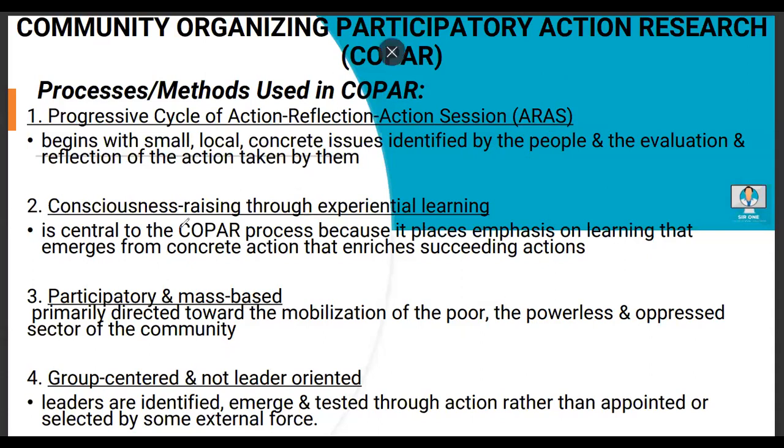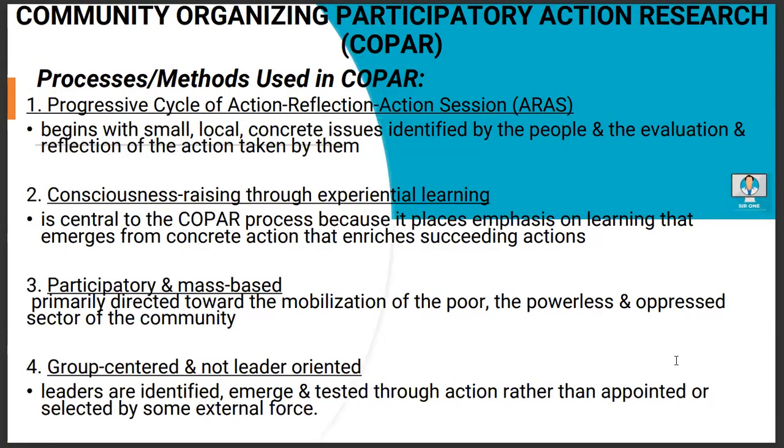And then next, we have the consciousness tracing through experiential learning. It is central to the COPAR process because it places emphasis on learning that emerges from concrete action that enriches succeeding action. And also, we have participatory and mass-based, primarily directed toward the mobilization of the poor, powerless, and oppressed sector of the community. And then, group-centered and not leader-oriented. Leaders are identified, emerged, and tested through actions rather than appointed or selected by some external force. So, yan ang ating mga process or methods.